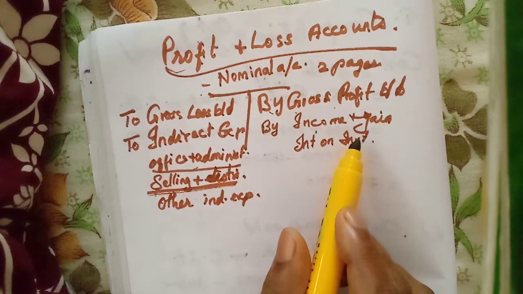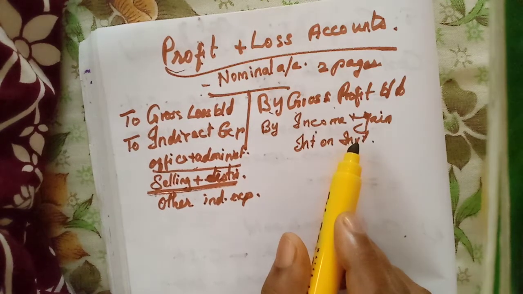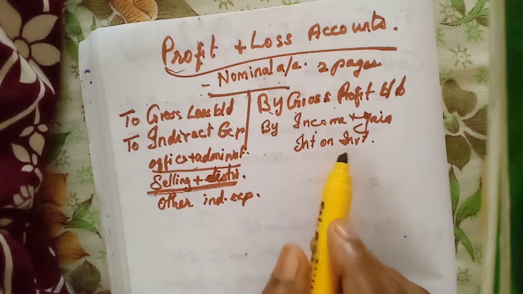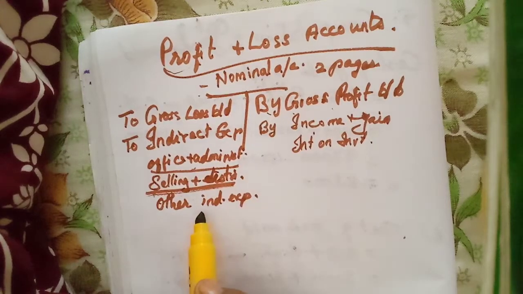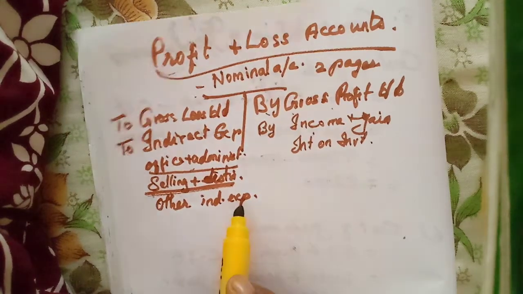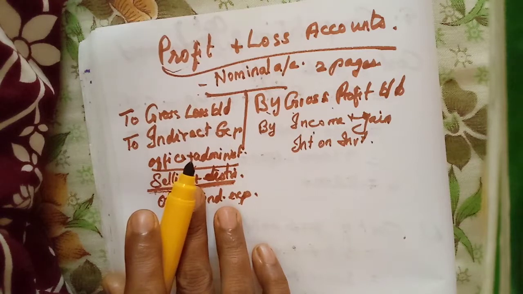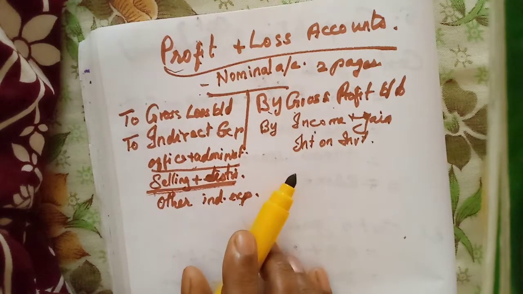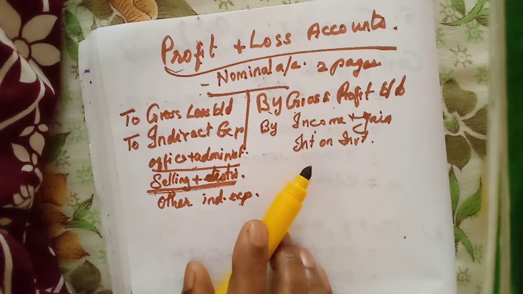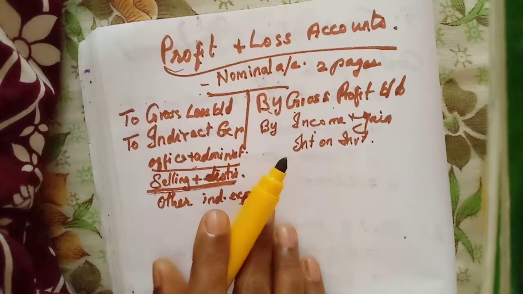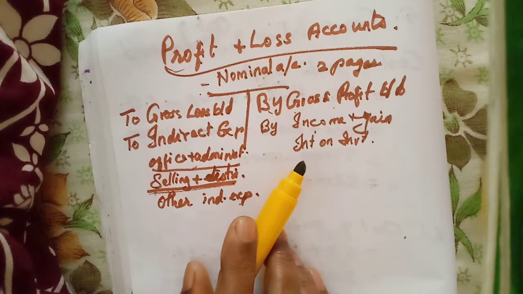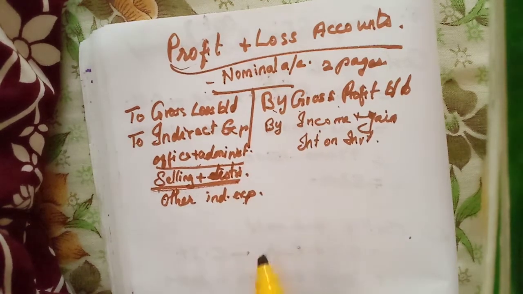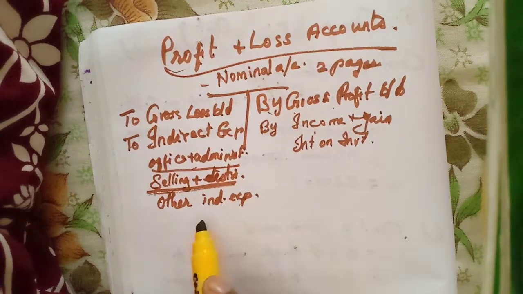Then what are the gains? Gains are, we have heard one loss here, isn't it? That one loss on sale of fixed asset. If we get profit on sale of fixed asset, that is a gain. Or if we sell any investment at a profit, that is also called an indirect gain. Then how to close this profit and loss account?